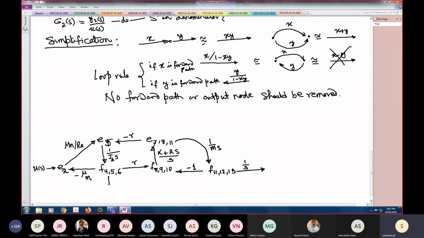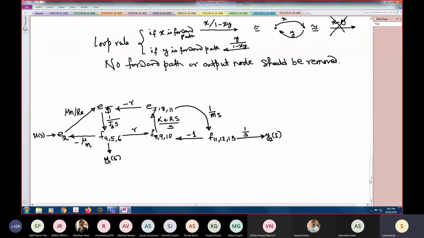There was another output. This is Y1S. That is Y2S. So this is our simplified model. So is this simplification clear? Yes, sir. Okay. So this is our signal flow graph from which we will derive the transfer function.